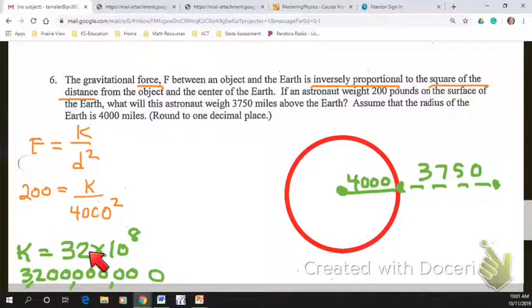I don't care about writing this in scientific notation properly because this is not my answer, right? This is just an intermediate number. Okay, so if that's my K value, now I have this formula.